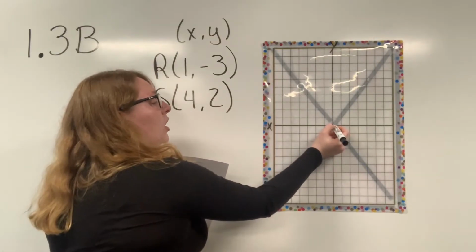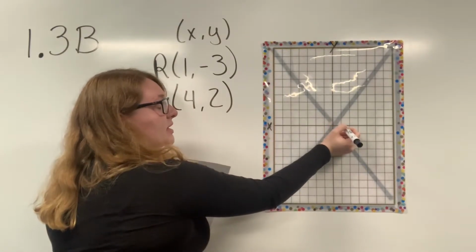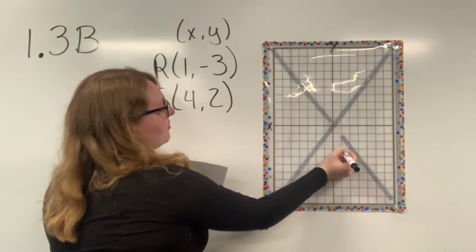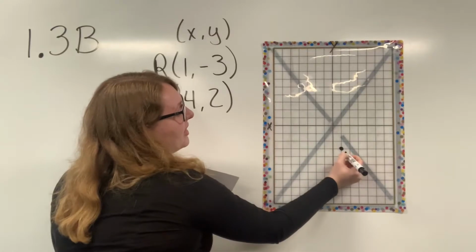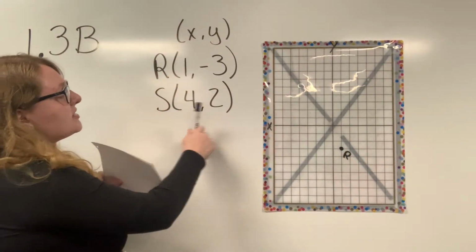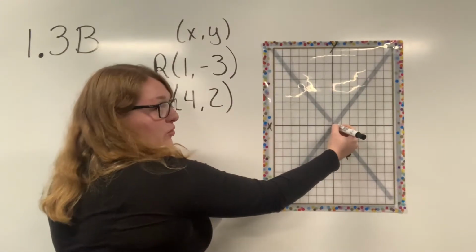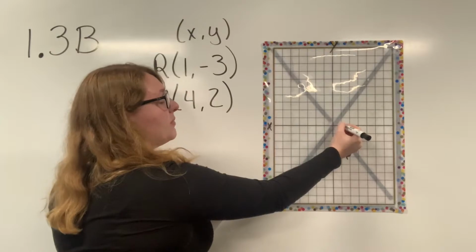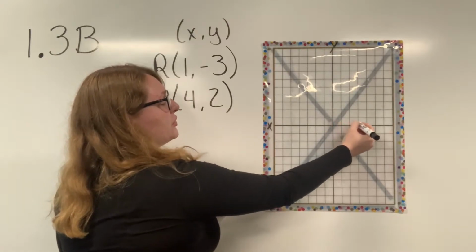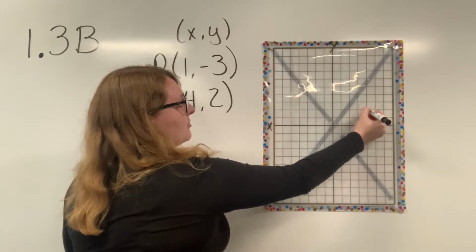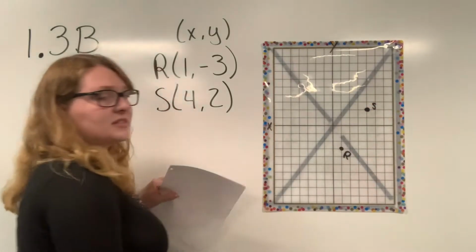So for point R, we're going to go right, because it's positive, 1, and down, because it's negative, -3. And that is our point R. For S, we are going to again start at the origin, or (0, 0), and I'm going to go to the right 4, because it's positive. 1, 2, 3, 4, and then up 2, because it's positive. That is our point S.